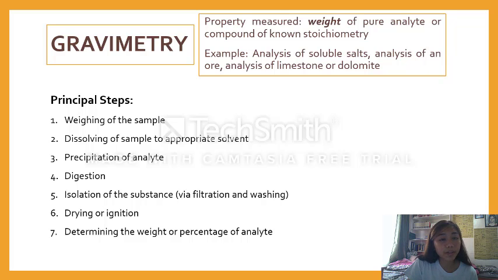So here are the principal steps in the gravimetric method. First, weighing of the sample. Second, dissolving of the sample in an appropriate solvent. Third, precipitation of the analyte. Fourth is the digestion. Fifth is the isolation of the substance via filtration and washing. Sixth, drying or ignition. And lastly, the seventh step is determining the weight or percentage of analyte.